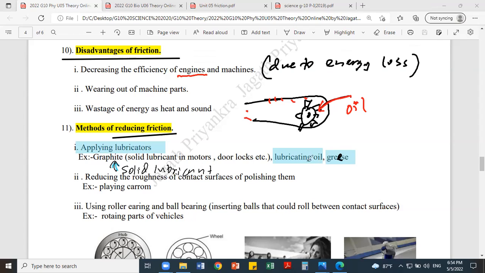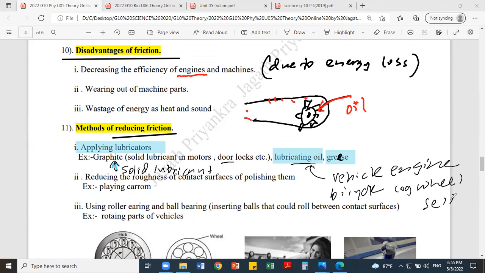And these ones are liquid lubricant. So the door locks and the motors, they use this solid lubricant, graphite. So lubricant in oil for the vehicle engine. Vehicle engine. Or you can write bicycle or the motorcycle cogwheel. Bicycle cogwheel set. Cogwheel set they use, so between the cogwheel set and the chain.